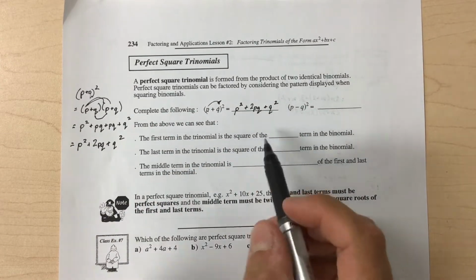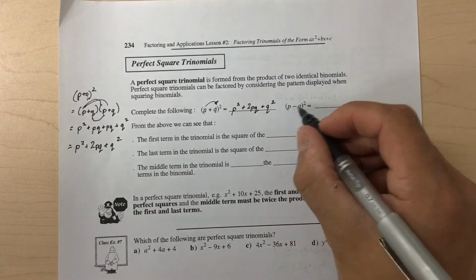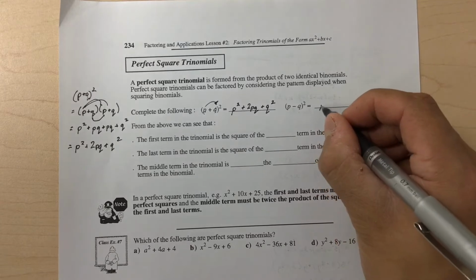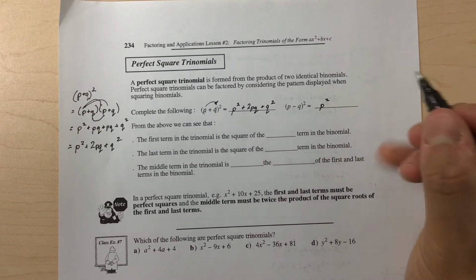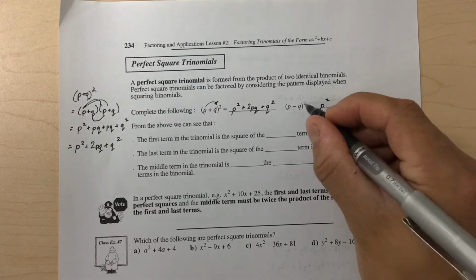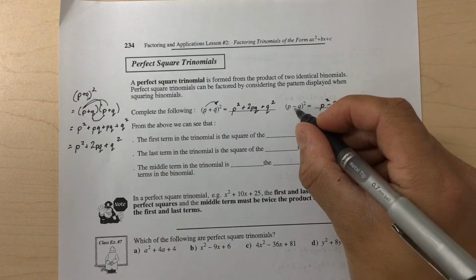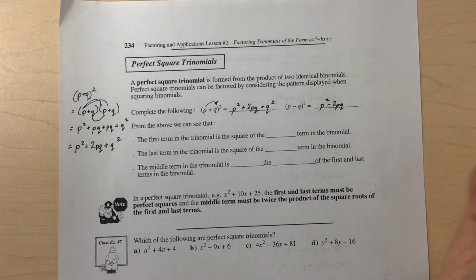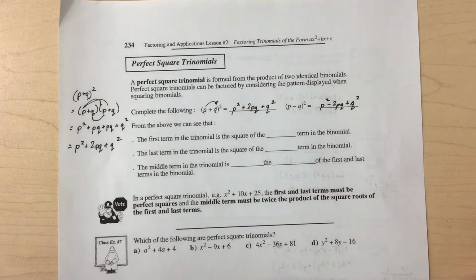So sometimes it's just quicker to know what's going to happen if you expand it. So again, with this one here, we would get p squared, p times negative q would be negative pq, and we double that, which would be negative 2pq, and negative q squared would be positive q squared.